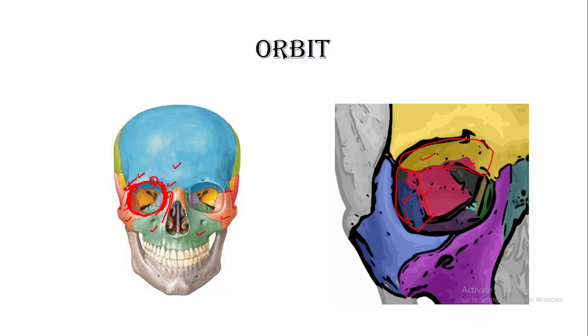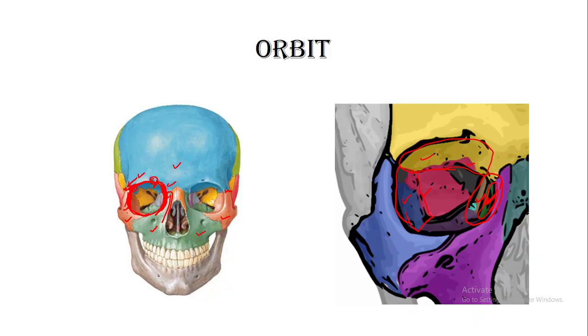Coming to the medial wall of the orbit. The medial wall is formed by ethmoid bone, lacrimal bone and maxilla. So this purple colored bone is the maxillary bone. This green colored bone is the lacrimal bone, and this is the ethmoid bone. So the medial wall is formed by these three bones.